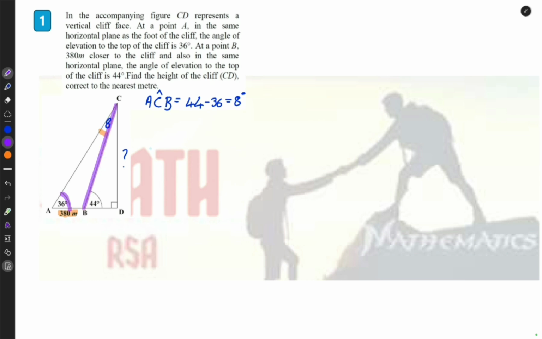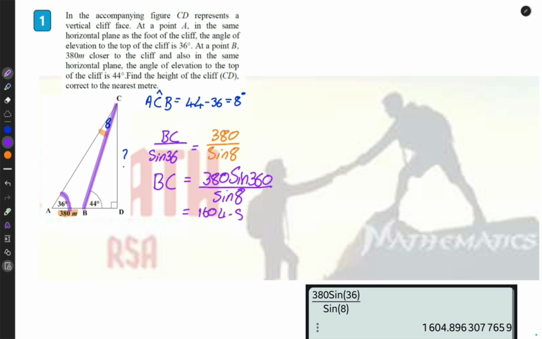So I have enough info to say BC over sine 36 is equal to, then I started with the side, so I must start with 380 over sine of 8 degrees. Perfect. Now I can just multiply over the sine 36 and then type everything in the calculator to find the length of BC. Sorry, I stopped color coding. It just takes a little bit too long. So if I type all of that in the calculator, I see the answer is 1604.8963 dot dot dot.